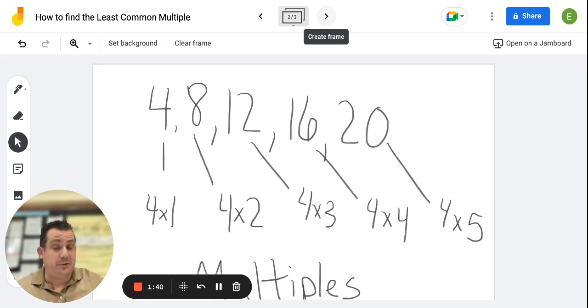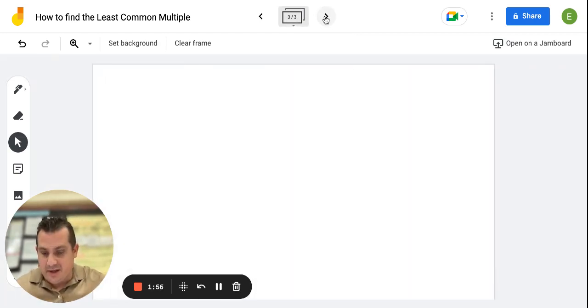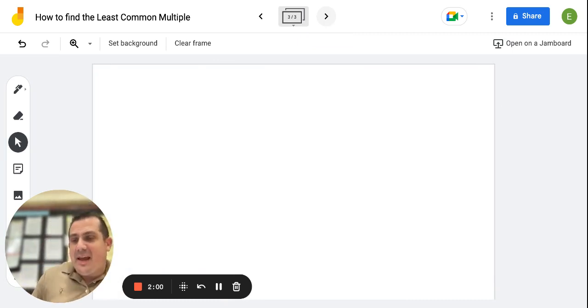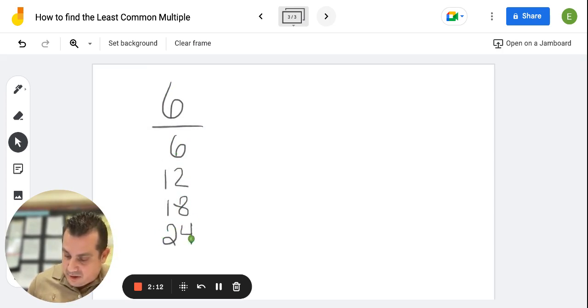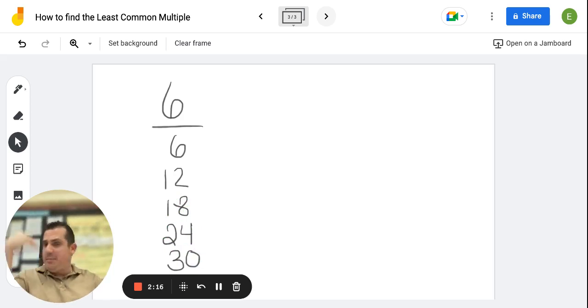So we should be able to find the multiples of all numbers from 1 to at least 12 by now, because those are the facts we should know when we're studying multiplication, up until the 12 times table. If I had to find the multiples of 6, it would be 6, 12, 18, 24, 30, 36. You could keep on listing them, but when I'm finding the least common multiple, I like to find maybe the first 5 or 6 multiples of that number and see if that's not enough, because I can always continue. So let's say those are my multiples of 6.